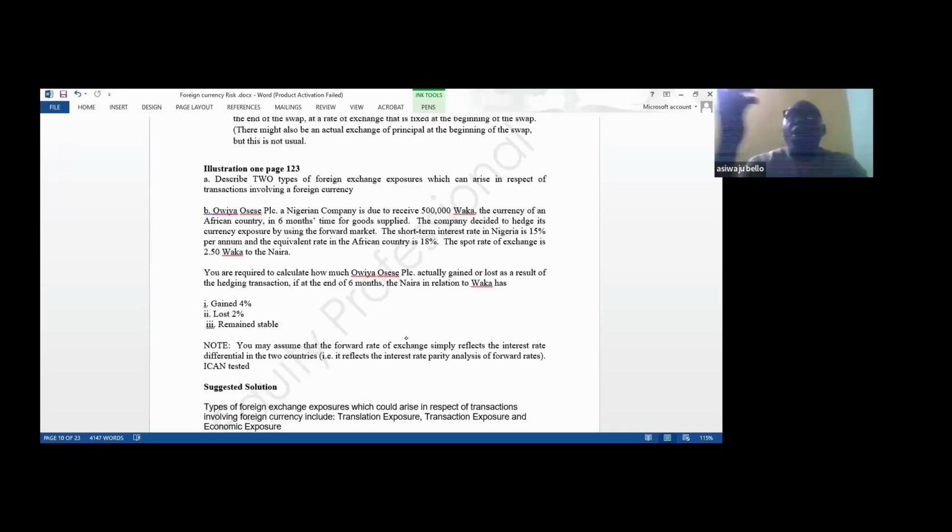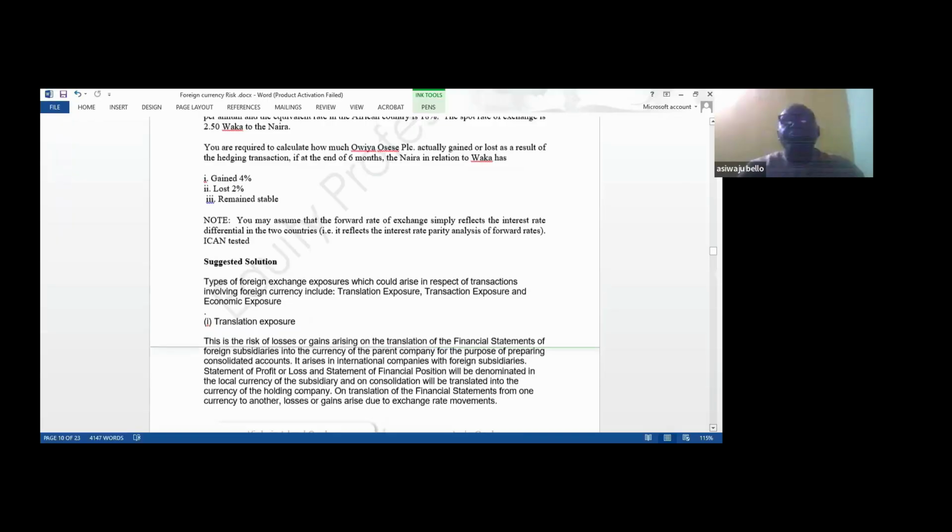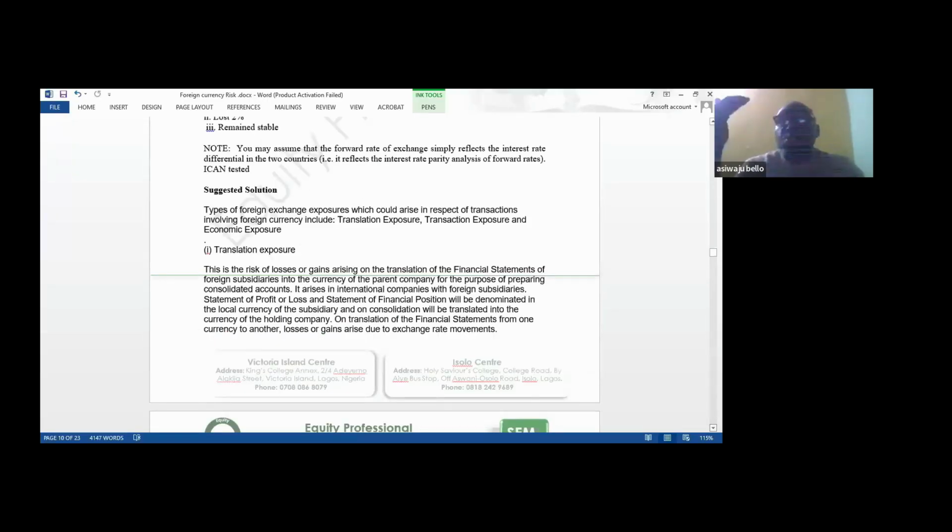What are the types of foreign currency exposures? That is, what are the types of foreign currency risk? We discussed this last week. There are 3 types of foreign currency risk. One is the translation risk or translation exposure. What is translation risk?